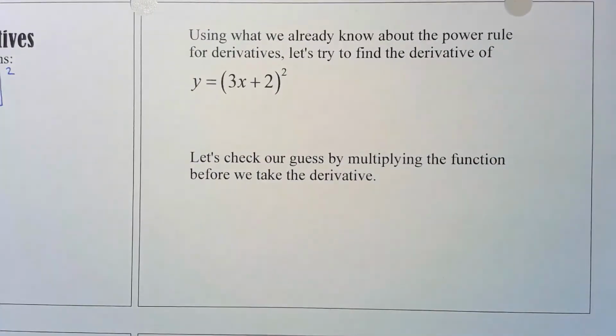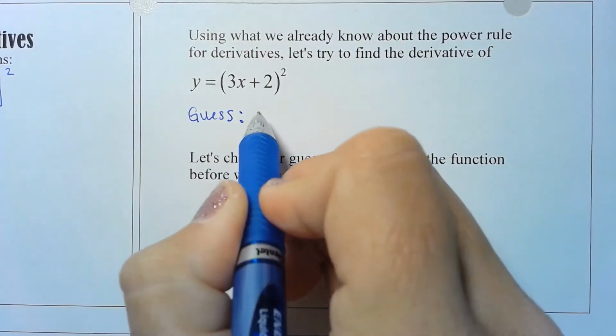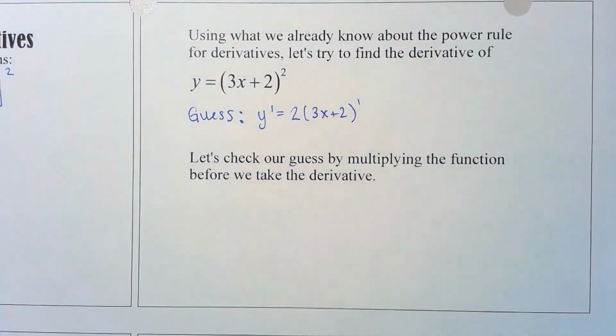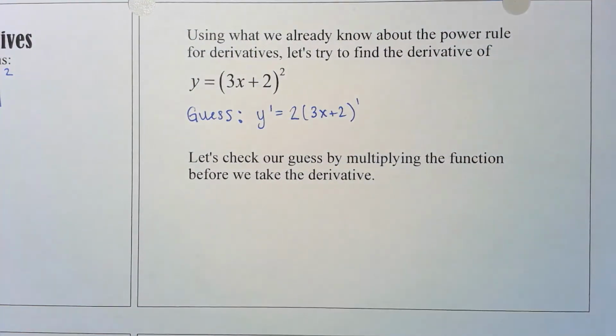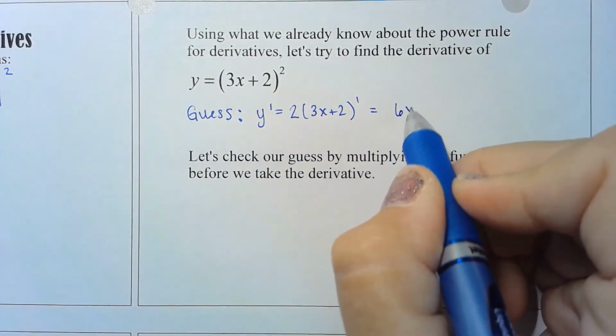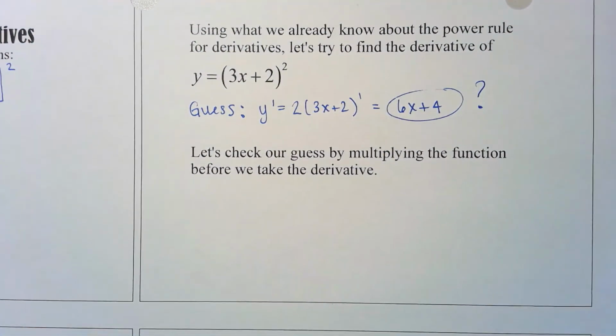All right. So let's start to model some derivatives again. Using what we already know about the power rule for derivatives, let's just take the derivative of this function here. So we've got y equals the quantity 3x plus 2, squared. So our guess, I'm just going to write this down, our guess is that y prime equals 2 times 3x plus 2 to the first, right? There's our power rule, which if we were to simplify, we get 6x plus 4. I'm going to put a little question mark there. And we'll talk about why there's a question mark there.